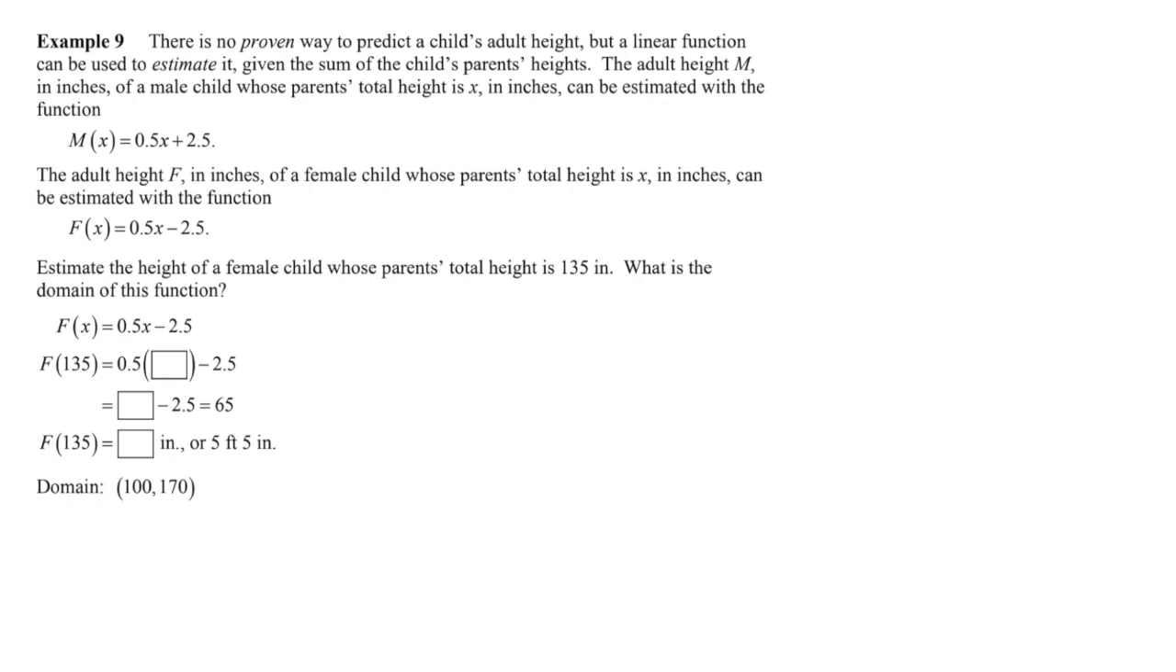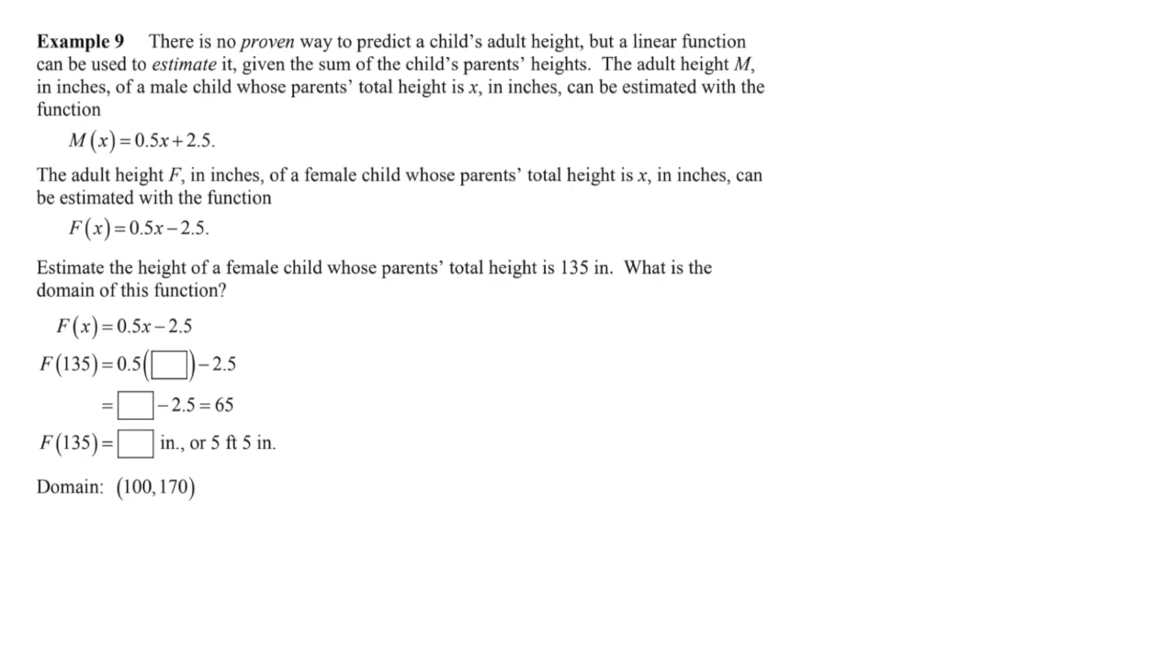There is no proven way to predict a child's adult height, but a linear function can be used to estimate it. Given the sum of the child's parents' height, the adult height m in inches of a male child whose parents' total height is x in inches can be estimated with the function m of x is equal to 0.5x plus 2.5. The adult height f in inches of a female child whose parents' total height in inches can be estimated with the function f of x equals 0.5x minus 2.5.